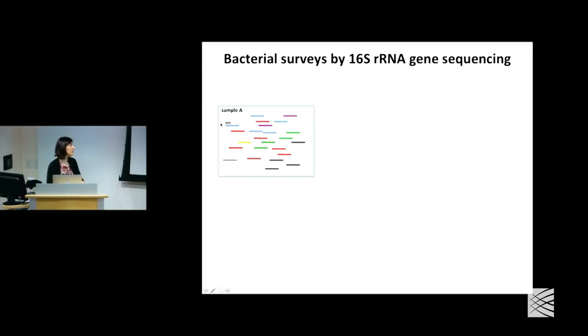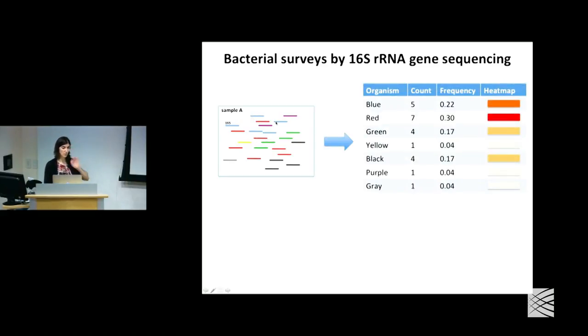So here I'm showing you all of the reads from a population, the 16S genes that we have. Different colors denote different organisms. And so what we do is basically just count reads, and then you can group them based on organism. So blue has 5 reads, red has 7, et cetera. We can determine the frequency, adjust for the copy number of the 16S gene, like I mentioned, and then you can visualize the abundances using a heat map.